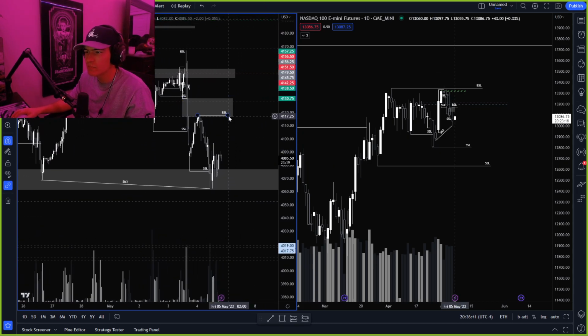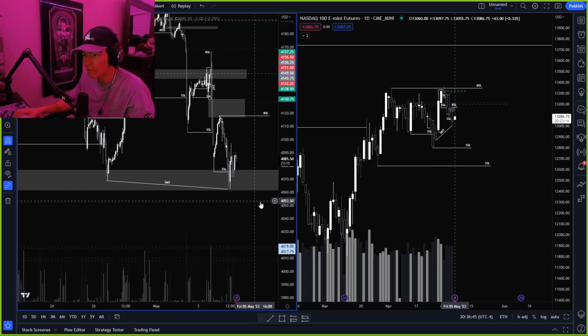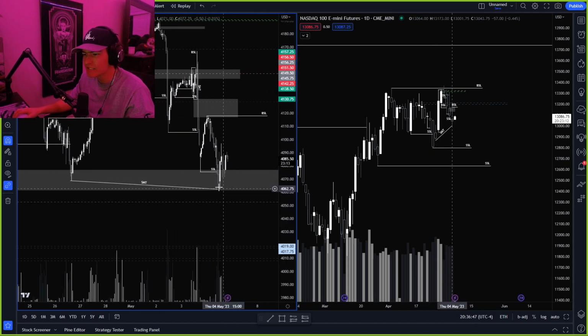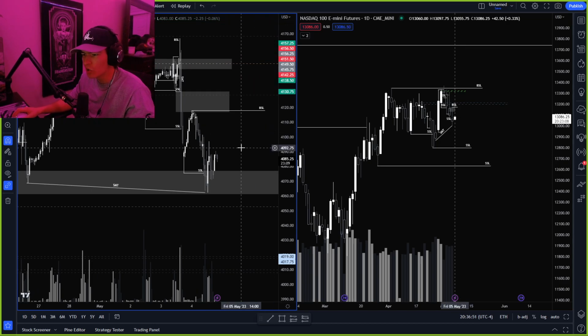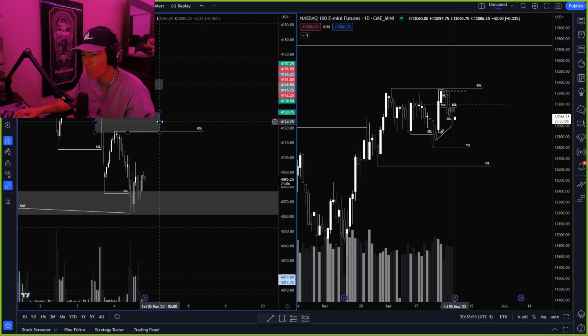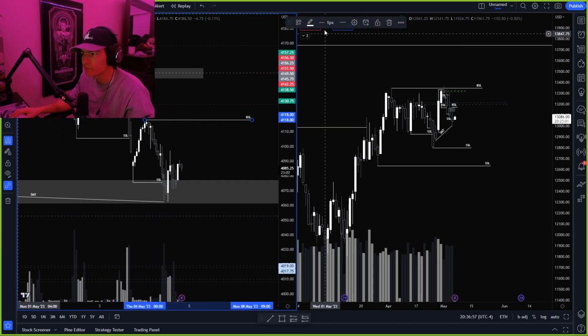And the reason I'm going to be more long biased now is because we have now swept that external level on ES, and we've now swept that internal level. So in my opinion, the draw on liquidity is now this high. This is now the draw on liquidity, in my opinion.